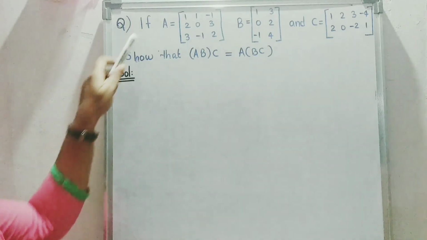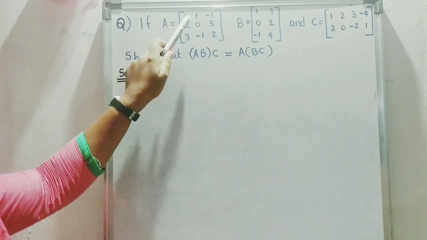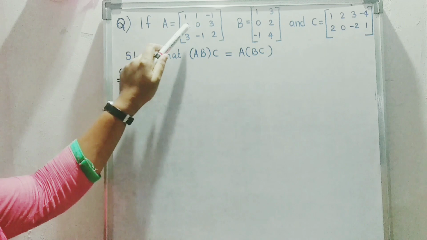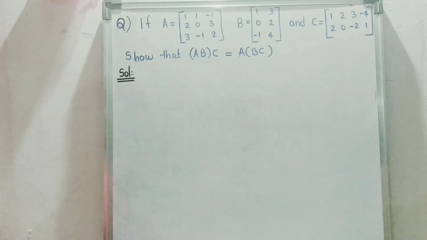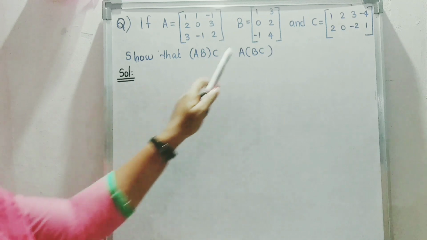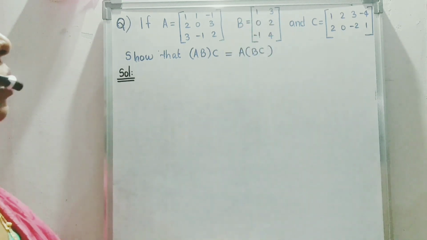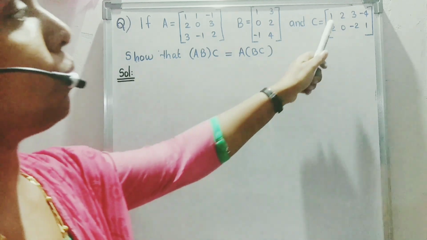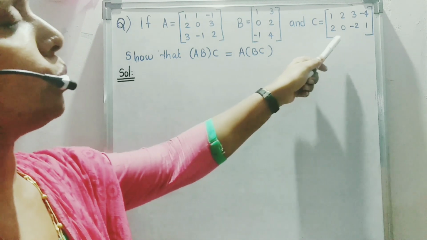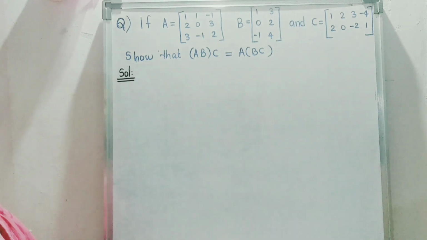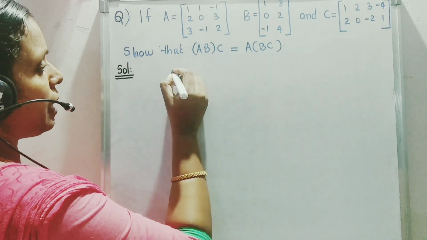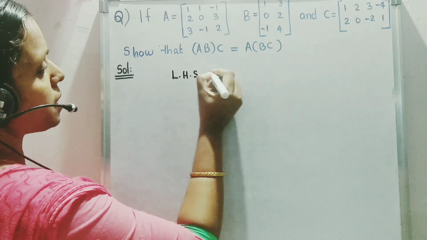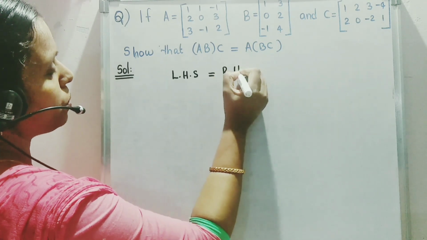If A equal to matrix first row 1, 1, minus 1, second row 2, 0, 3, third row 3, minus 1, 2. B equal to matrix first row 1, 3, second row 0, 2, third row negative 1, 4. And C is equal to matrix first row 1, 2, 3, minus 4, second row 2, 0, minus 2, 1. Show that AB into C equal to A into BC. Here we want to show that left hand side equal to right hand side.